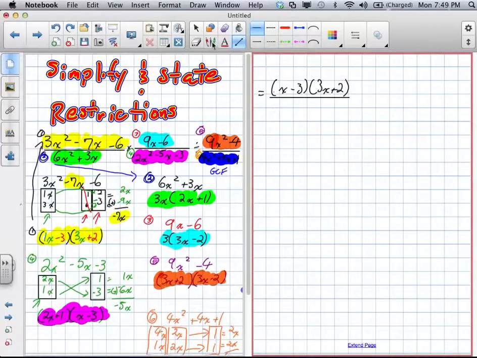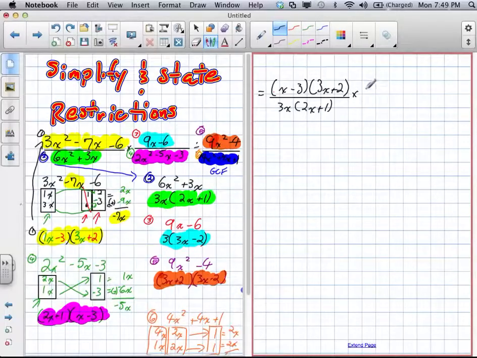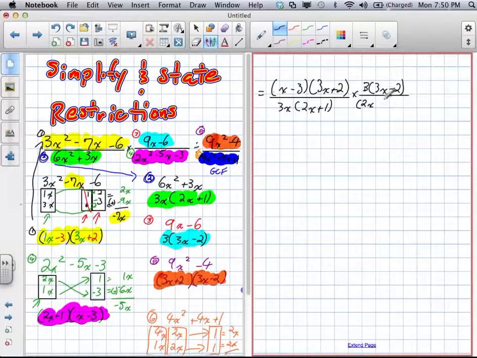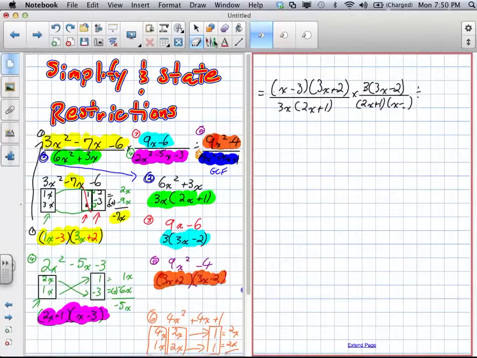Divided by what's going to be underneath? Our green one: 3x, bracket 2x plus 1. Good. Multiplied by 3, bracket 3x minus 2, over bracket 2x plus 1, bracket x minus 3, and all divided by 3, bracket 3x plus 2, and then another bracket 3x minus 2.